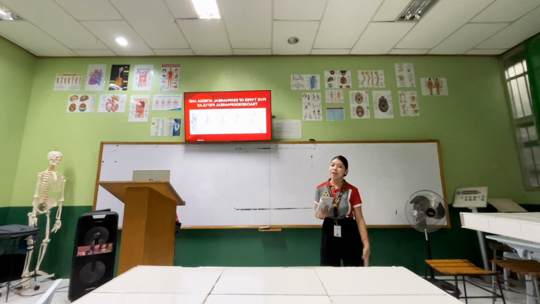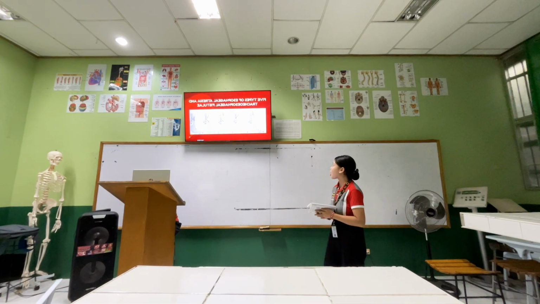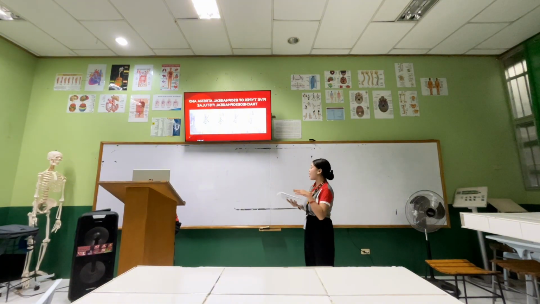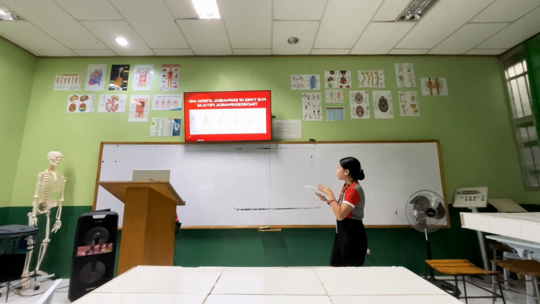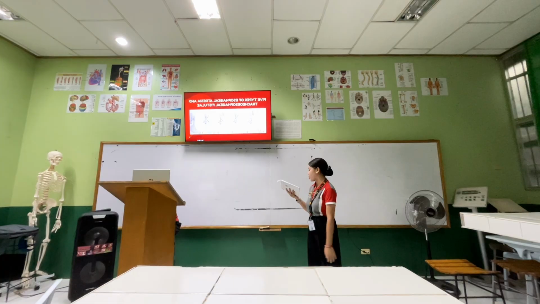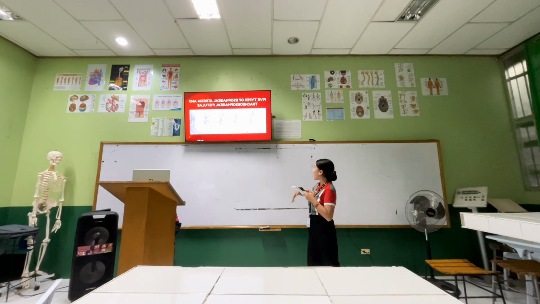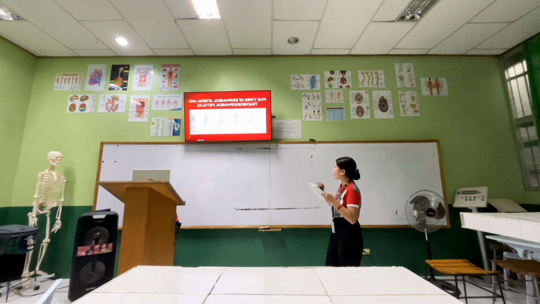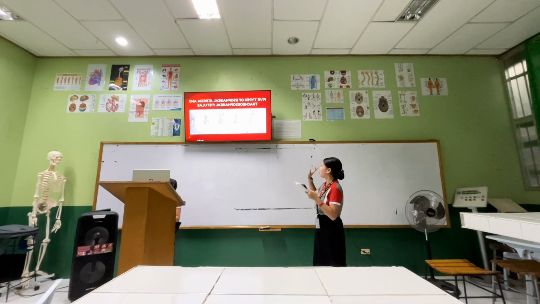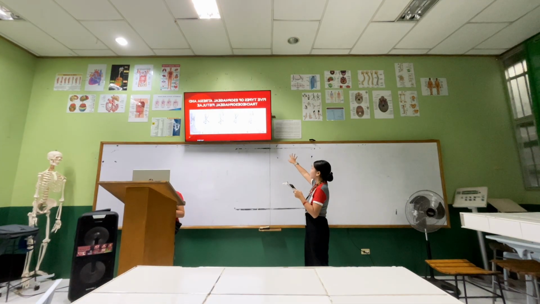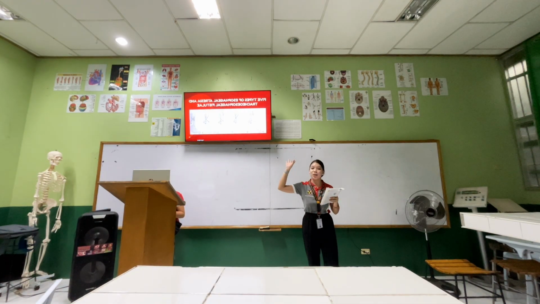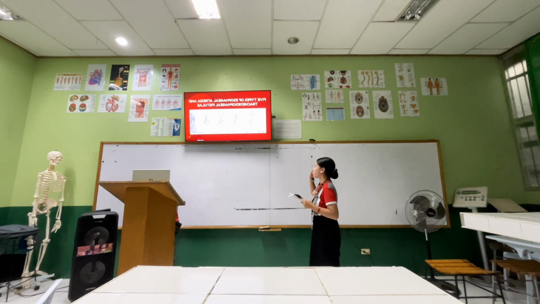So, we have five types of esophageal atresia and tracheoesophageal fistula. In type A, it is a pure esophageal atresia with no fistula. As you can see, the upper and lower parts of the esophagus are not connected to the stomach. So there is no opening, and the food cannot go directly to our stomach.